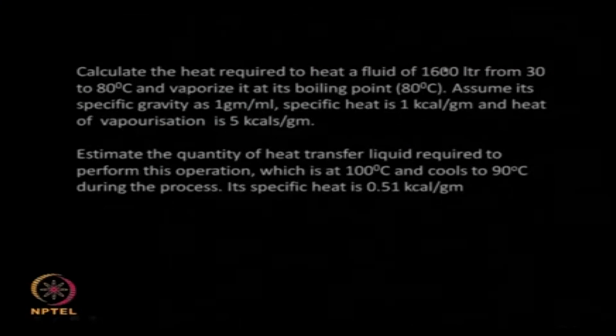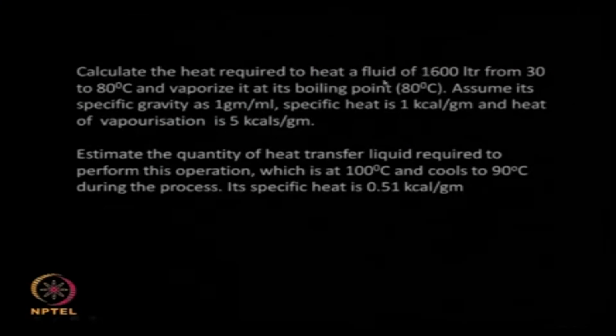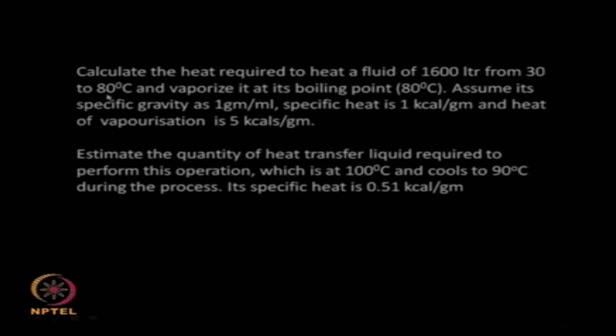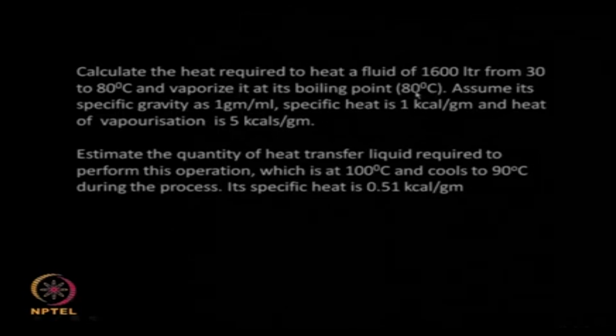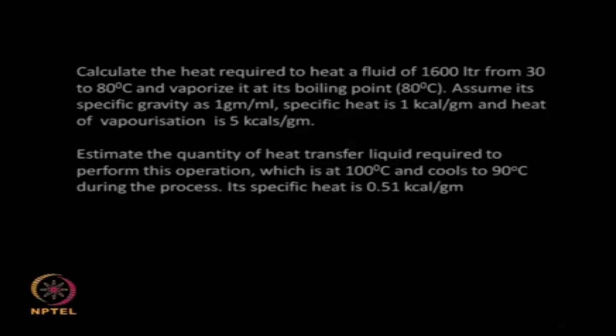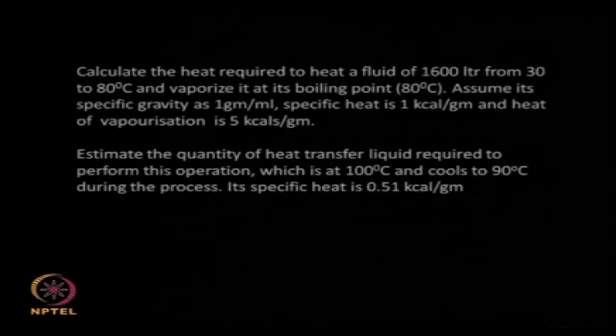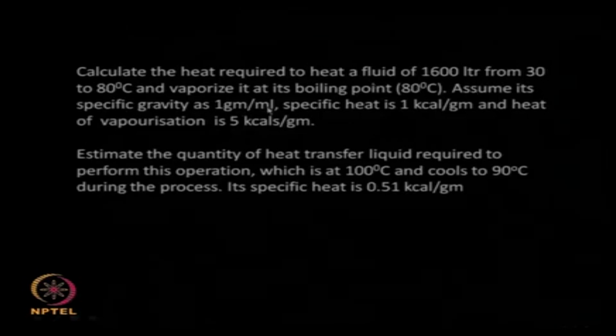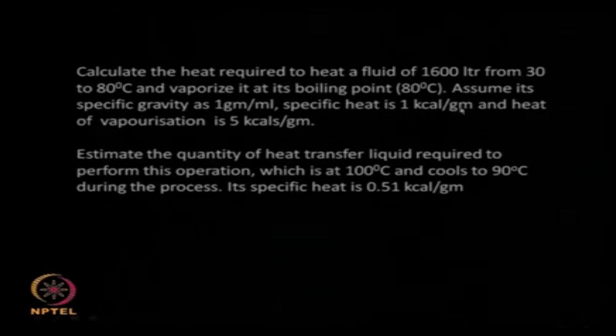So imagine we have 1600 liters of a fluid, we want to heat this fluid from 30 to 80 degrees centigrade and then we would like to vaporize it because the boiling point is 80 degrees. So two things are happening, we are raising the temperature of the fluid from 30 to 80 and then we are vaporizing this fluid at 80 degrees. So there are two types of heats there, one is the sensible heat, the other is the heat of vaporization. Now certain physical properties of this fluid are given: specific gravity is 1 gram per ml or 1 gram per cc, specific heat is 1 kilocal per gram and the heat of vaporization is 5 kilocals per gram.